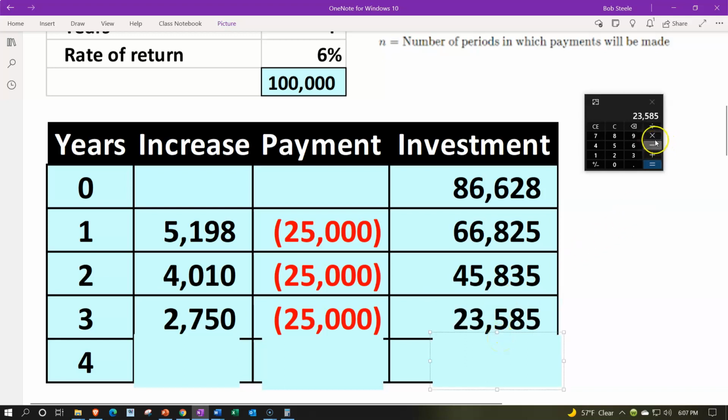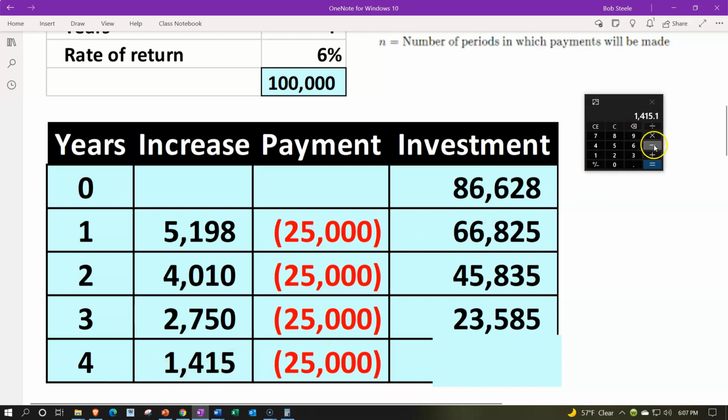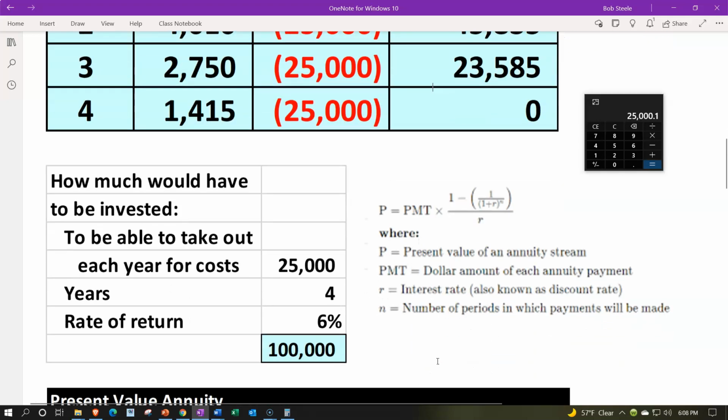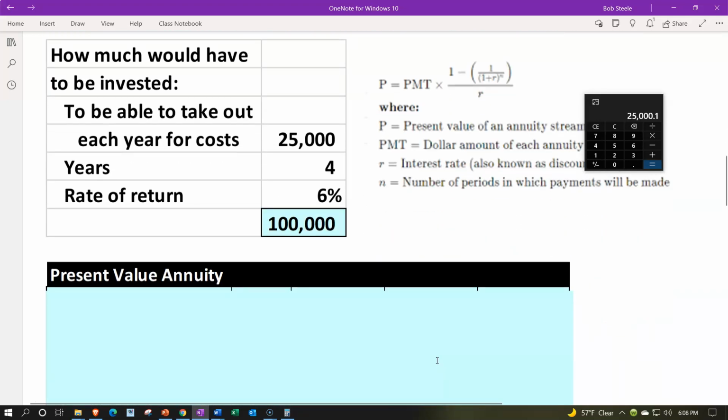And then finally, taking that times the 0.06 should give us the 1,415 about. And then we're going to take out 25,000. So that 1,415 about plus the 23,585 gives us about 25,000, which results in 0 at the end of that process. So if we had the 86,628 due to the earnings that we have over the time period for the amount that's still in the account, we should be able then to take out the 25,000 and have it cover the full 4-year time period. So let's do it again, this time with the annuity calculation.